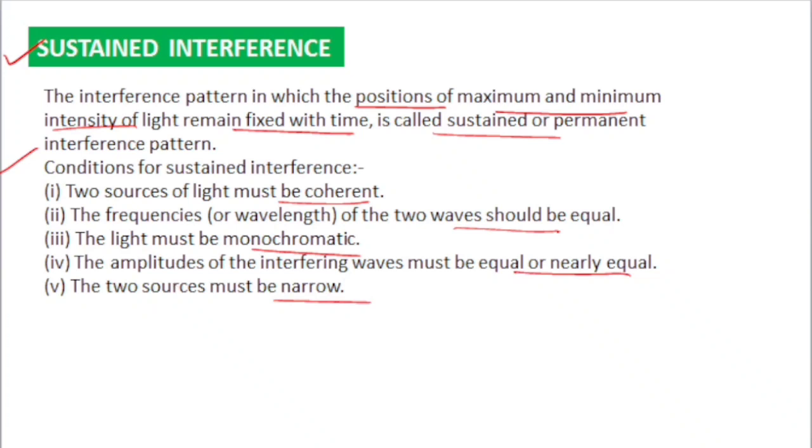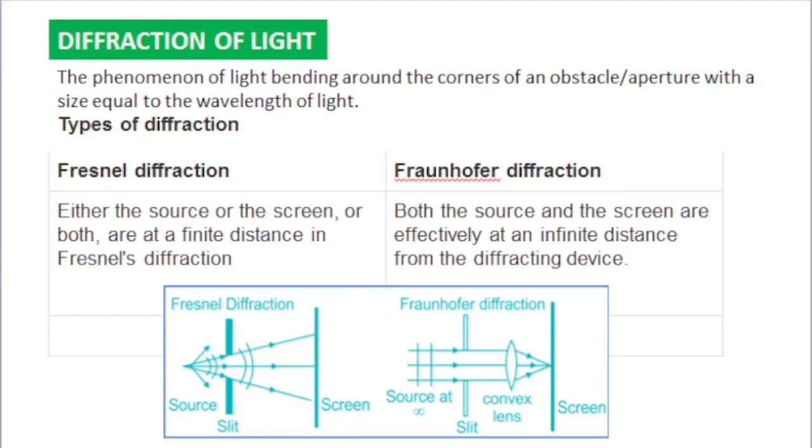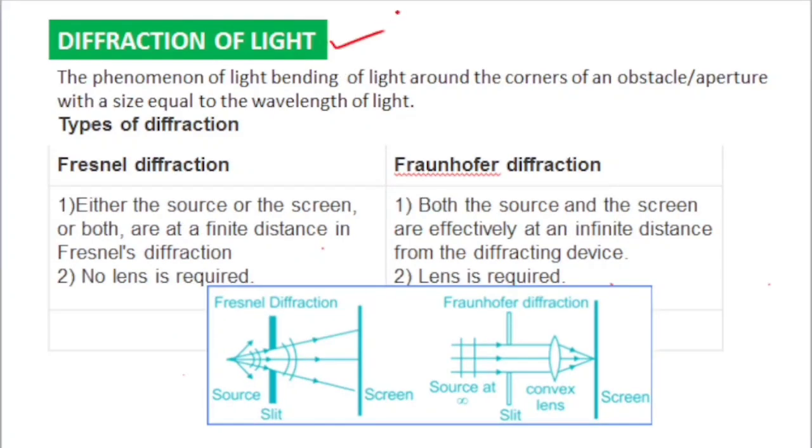After this, last topic of this chapter is diffraction of light. What is diffraction of light? You know, light always travels in a straight line. But when anything comes in the path of light, what happens? It changes its path. It depends upon the size of the obstacle or aperture which comes in the path of light. And this phenomenon of bending of light around the corners of an obstacle or aperture with a size equal to the wavelength of light used is called diffraction of light. This diffraction of light only takes place when the size of this obstacle is equal to the wavelength of light used. Otherwise, diffraction phenomena does not take place.